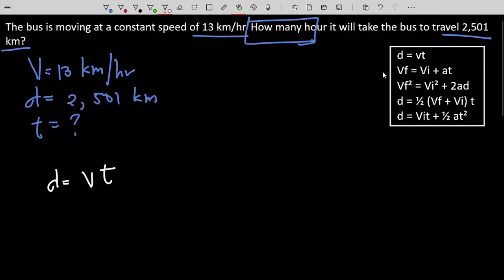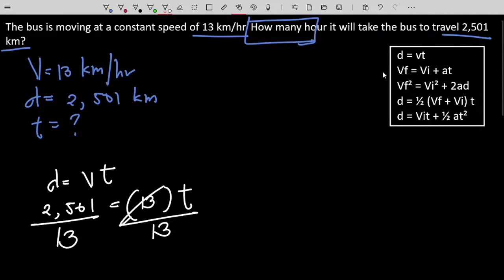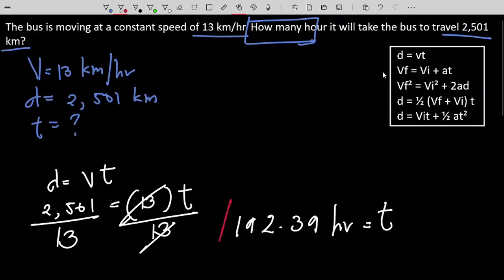Now let's rewrite the given values. Displacement is equal to 2,501, which is equal to velocity, which is 13, multiplied by your time. Now from our basic algebra, we have to isolate this time because this is what we are trying to look for, by dividing both sides by 13. So bring down 13 here, another 13 here. Now cancel this one. Now 2,501 divided by 13, then we should have the value of 192.39 hours, which is equal to your time. So this should be our final answer.